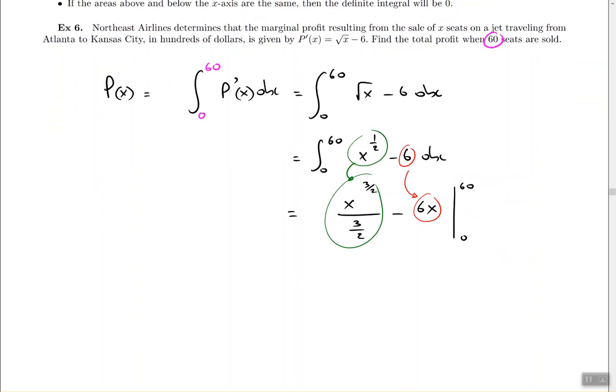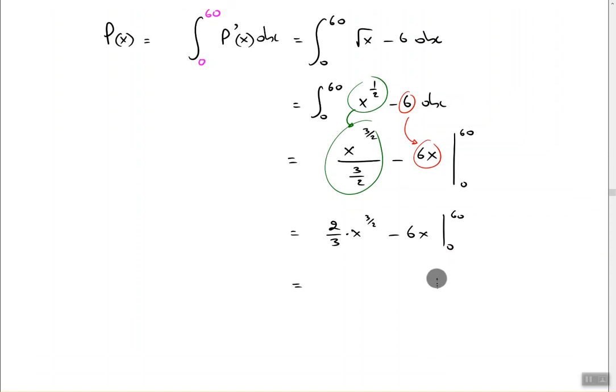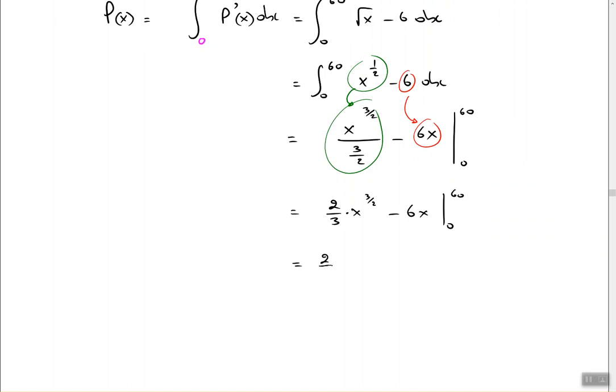By the way, x to the 3/2 divided by 3/2, that's the same thing as 2/3 x to the 3/2, and then minus the 6x. So all I did there was remember the fact that if I'm dividing by a fraction, that's the same thing as multiplying by the reciprocal of the fraction, by the upside down, by the inverse. And at this point, we plug in the upper bound, and we plug in the lower bound, and the calculator will take care of the rest.